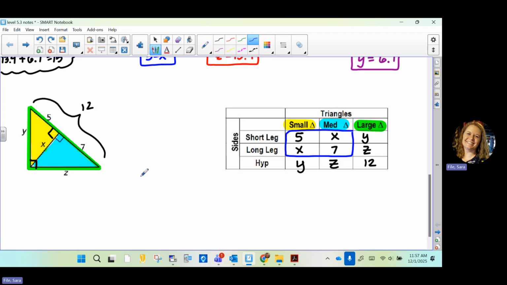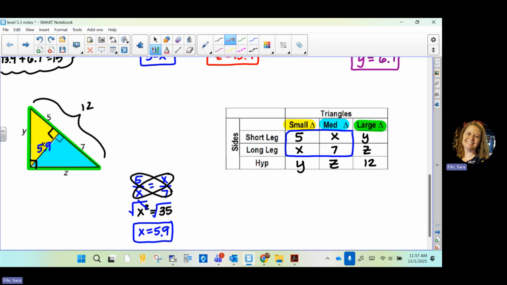So I'm going to do 5 is to X as X is to 7. And that's a geometric mean. You've got X squared equals 35. You take the square root. 35 is not a perfect square, so we're going to end up rounding this one. And we're just rounding to tenths, unless you're told otherwise. So the square root of 35 is approximately 5.9.